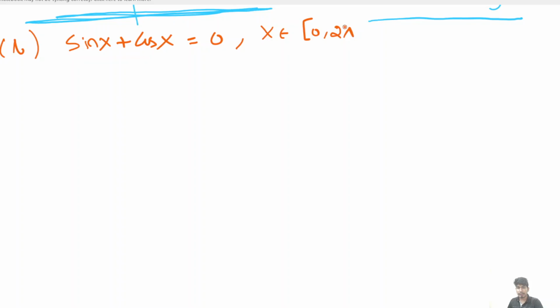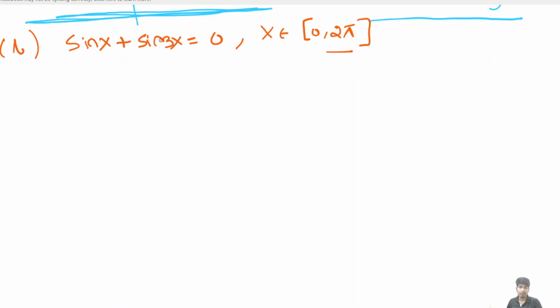What is our next question? Sin x plus cos x is equal to 0, when x belongs to 0 to 2 pi. Okay, students. Sorry, students, this is sin x plus sin 3x. This is not plus cos x, this is sin 3x.